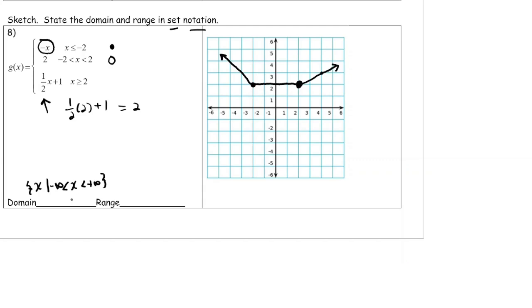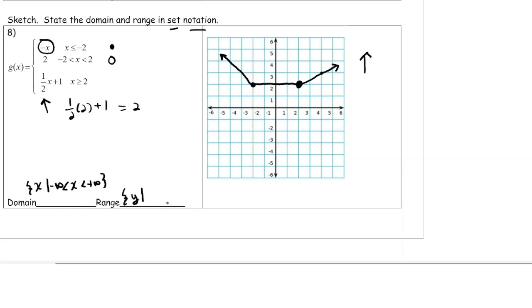All right, range. So our range, we can see that the lowest value on the graph would be +2, and then everything else is going to positive infinity. So we're going to use our squiggly brackets again. We're going to say y, vertical line, and we're going to say y is greater than or equal to +2, and squiggly bracket.